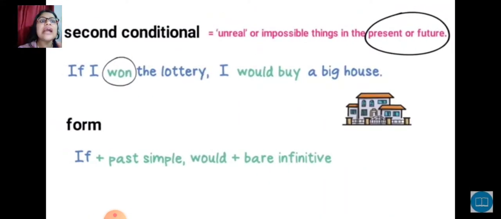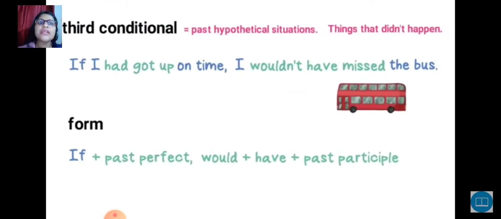Now second conditional, unreal or impossible things in the present or future time. Whenever you talk, that condition must be unrealistic and impossible. If I won the lottery, I would buy a big house, but I cannot win. If plus past simple followed by would and bare infinitive. Third conditional, it has to be a past hypothetical situation, things that did not happen. If I had got up on time, now we are talking about the past which cannot be changed. If I had got up on time, I wouldn't have missed the bus. It means we are talking about both the situations which we cannot change because both had already passed.